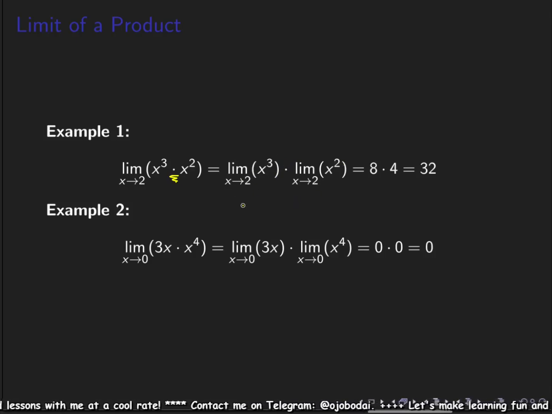Evaluating x cubed where x equals 2, we have 2 cubed, and 2 cubed gives us 8. And 2 squared also gives us 4. Multiplying them gives us 32.